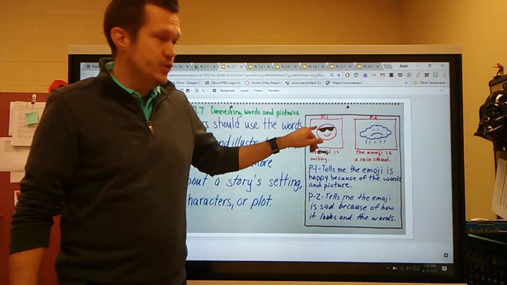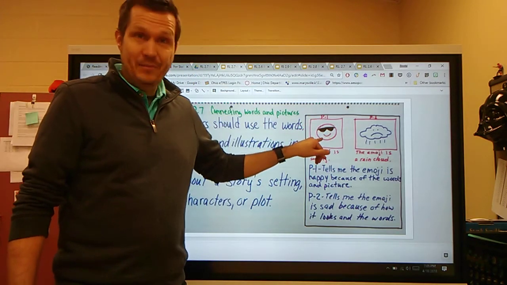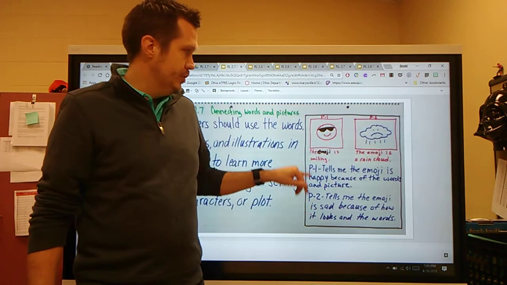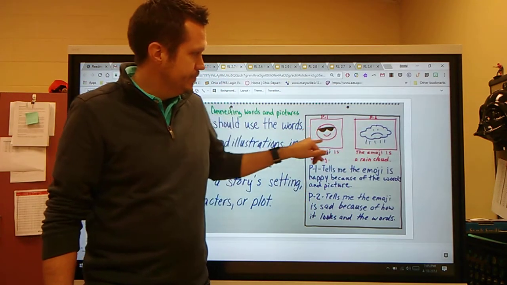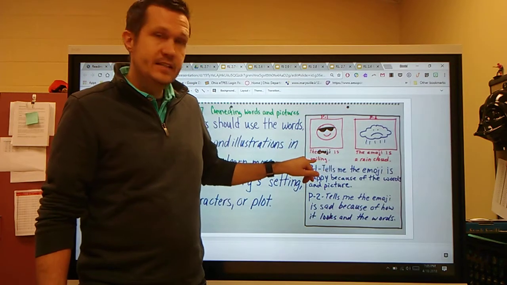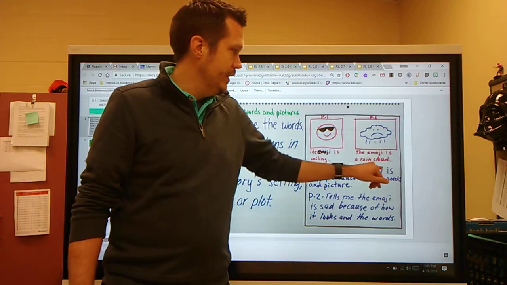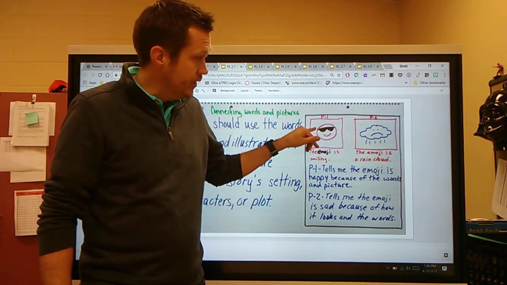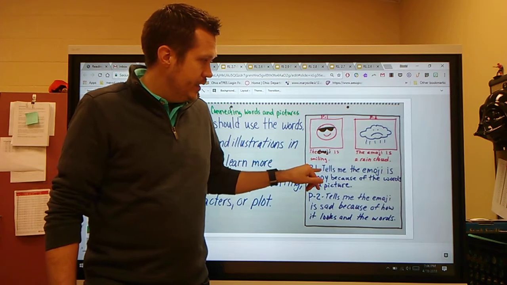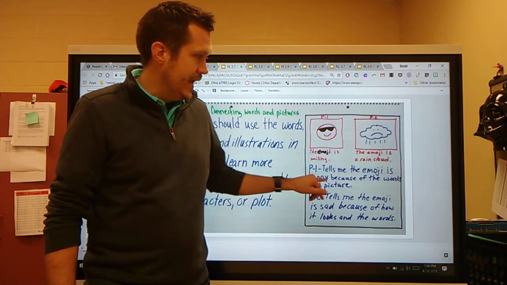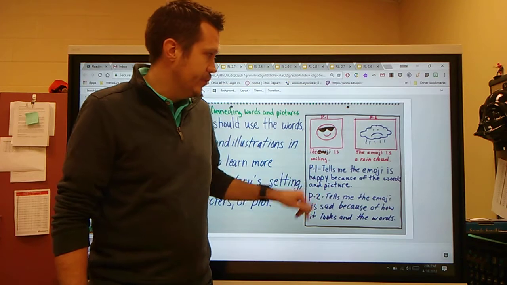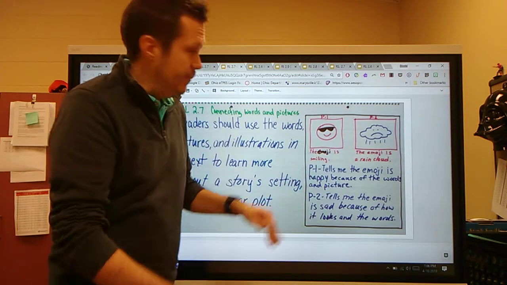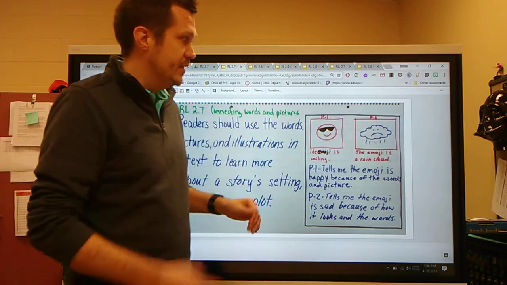So for example, passage 1, we have a picture of a happy emoji. Passage 2, we have a picture of, looks like a sad emoji. And here's the words. So here's the pictures, and here's the words. The emoji is smiling. The emoji is a rain cloud. So passage 1, by looking at the picture, illustration, and the words, tells me the emoji is happy because of the words and the picture. So the words tell me that the passage is happy, and the pictures tell me they're happy. So they're conveying the same message.